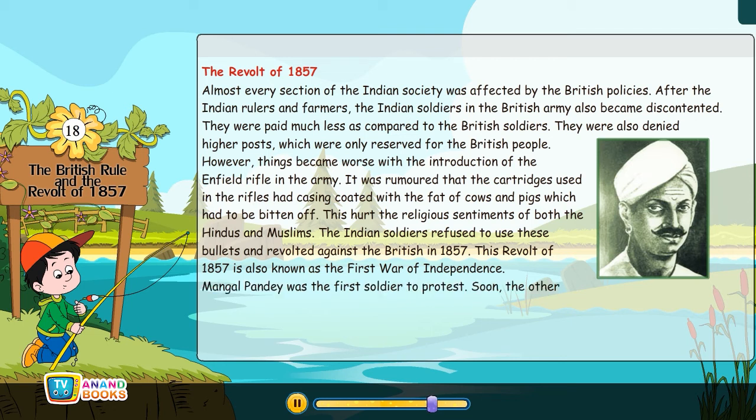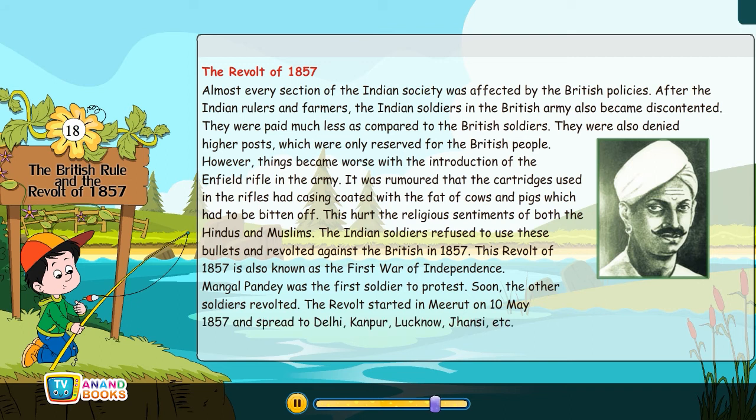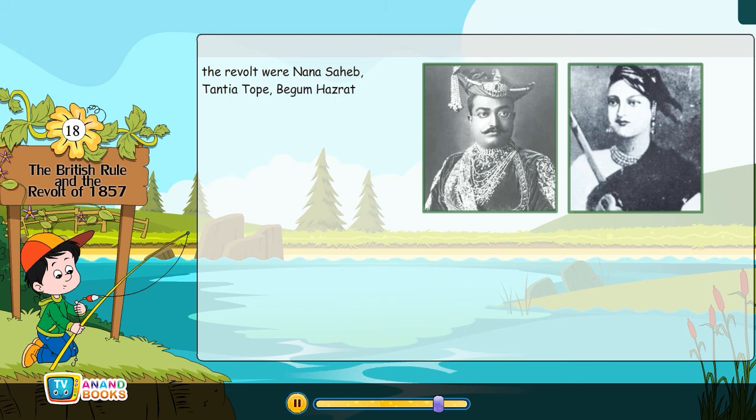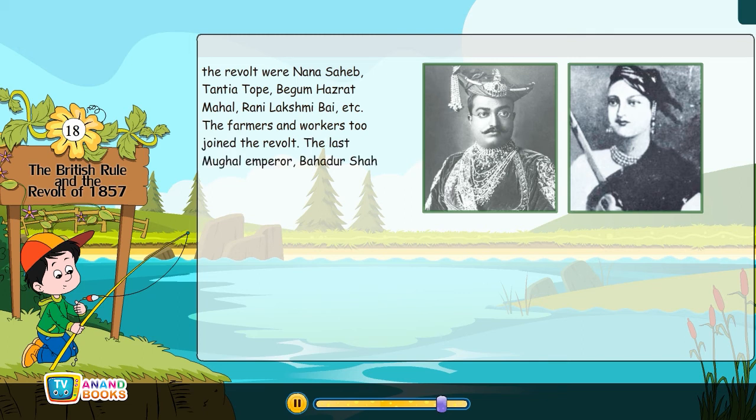Mangal Pandey was the first soldier to protest. Soon, the other soldiers revolted. The revolt started in Meerut on 10th May 1857 and spread to Delhi, Kanpur, Lucknow, Jhansi, etc. The prominent leaders who led the revolt were Nana Saheb, Tantia Tope, Begum Hazrat Mahal, Rani Lakshmi Bai, etc. The farmers and workers too joined the revolt. The last Mughal emperor Bahadur Shah Zafar was declared the supreme leader by the soldiers.